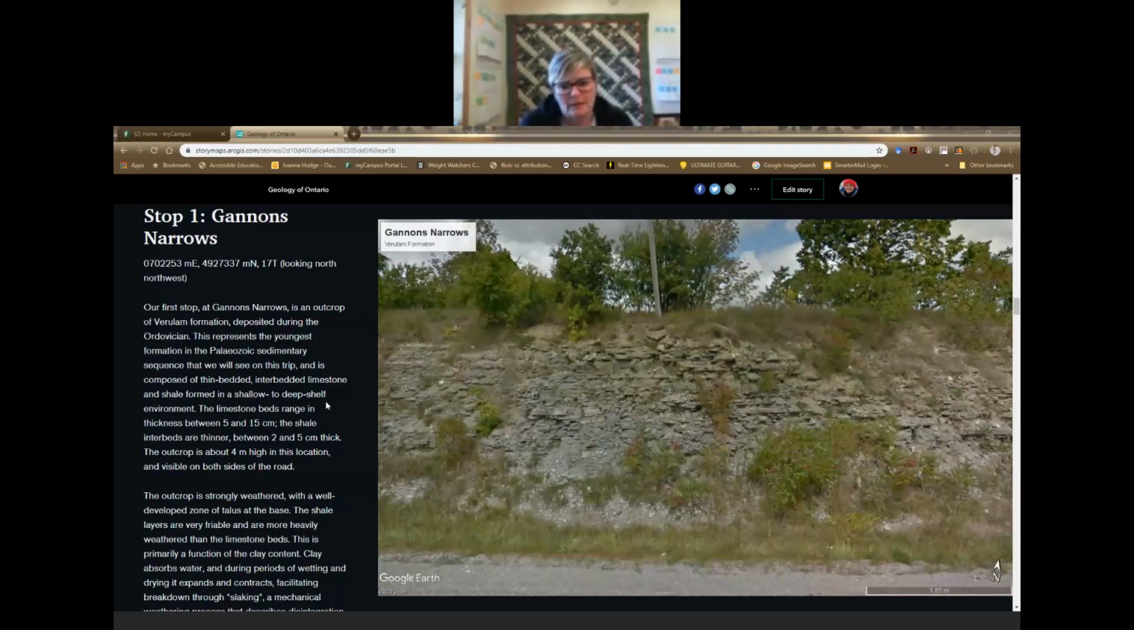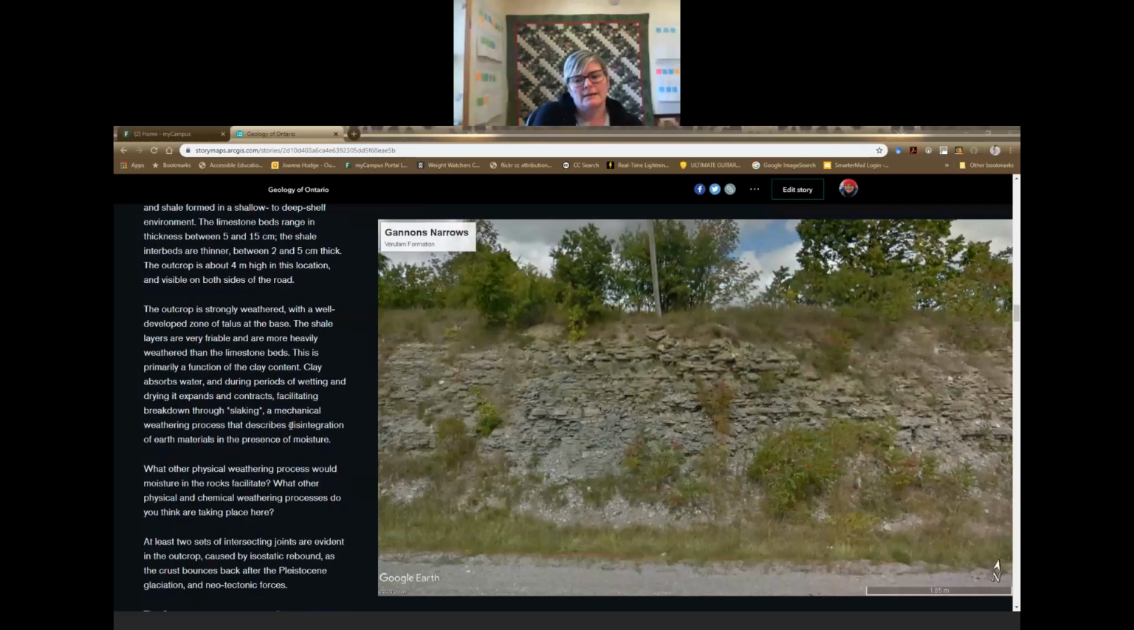shale. You can see that the scale along the bottom there is 1.8 meters. And so we're looking at something that is about 4 meters high. And the thickness of those beds there are fairly thin. The limestone beds, which are the thicker ones, so this is a limestone bed here, is between 5 and 15 centimeters. And the little interbeds that are composed of shale are much, much thinner. They are between about 2 and 5 centimeters thick.